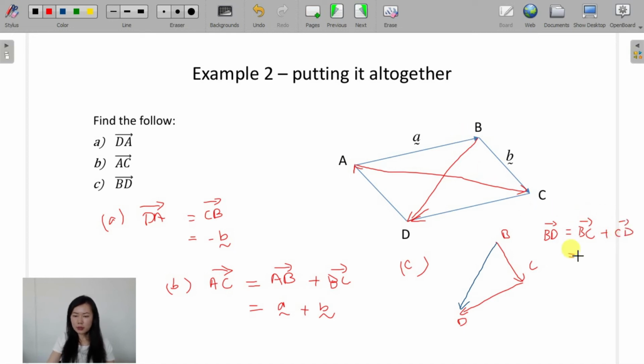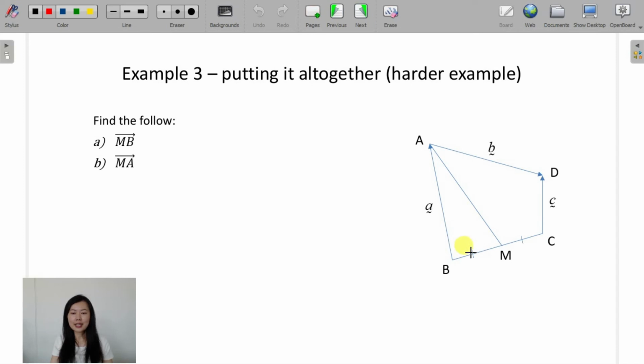BC, you can see, represents B, and CD is the negative vector, so minus A. Same length, opposite direction. Does that make sense? So that's B minus A. That's a basic example just to get us thinking about all the different vectors and their placements. So let's show you an even harder question.